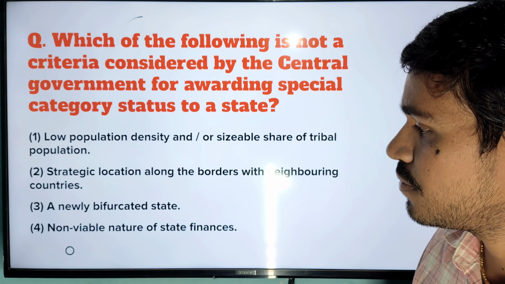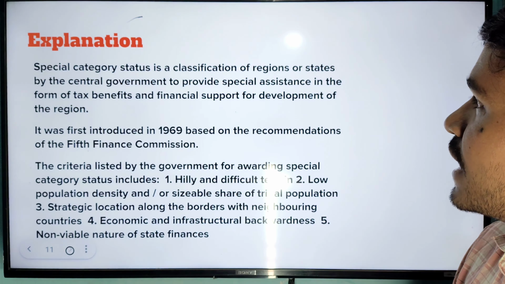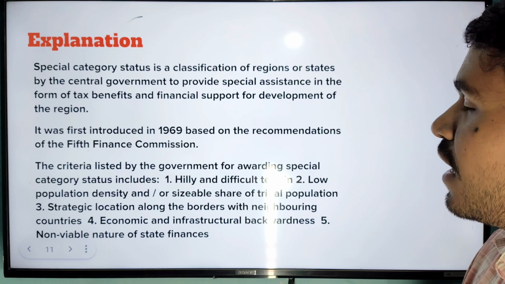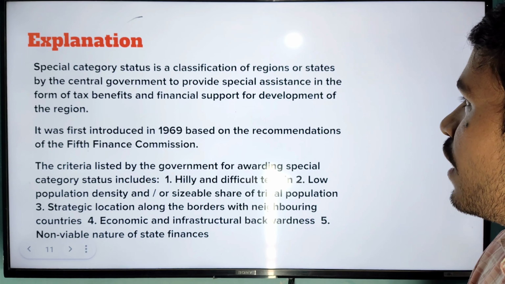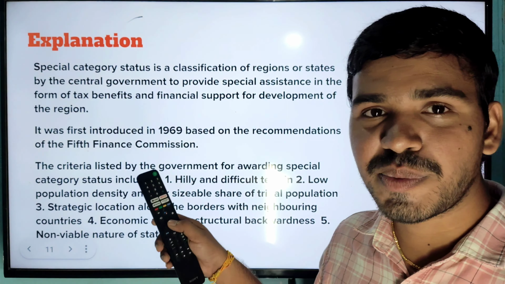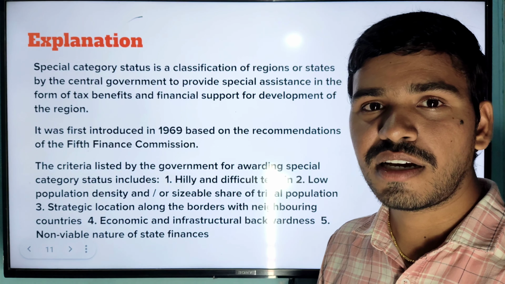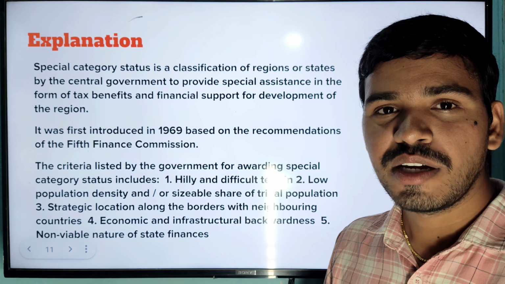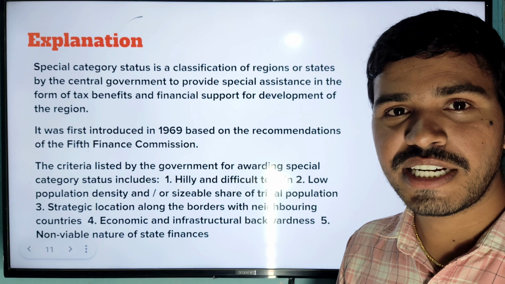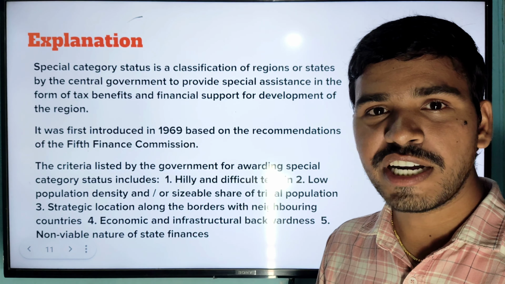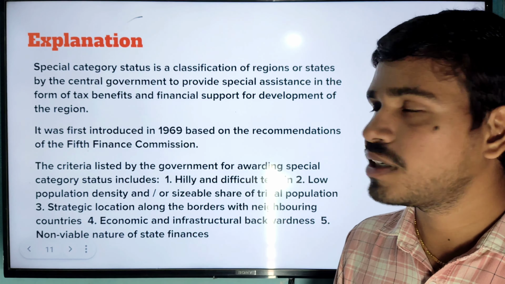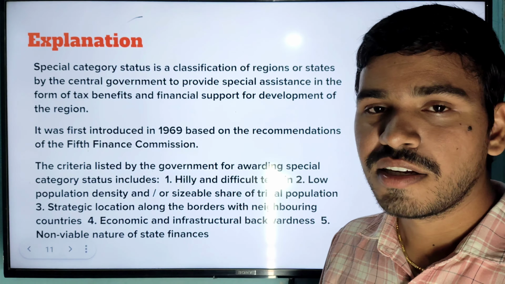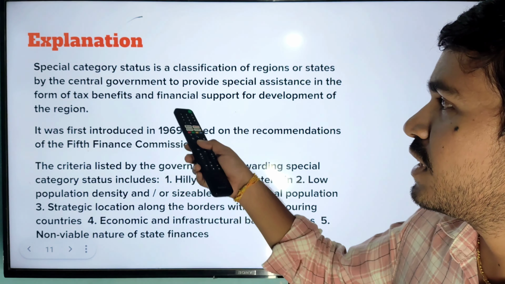If you see the explanation, special category status is a classification of regions or states by the central government to provide special assistance in the form of tax benefits and financial support for development of that region. In centrally sponsored schemes, 90% is provided by the central government and 10% by the state government. In case of normal states, 60% is provided by the central government and 40% by the state government. So, that is one of the advantages of special category status, and also there is less tax in these states. So, every benefit goes to that state.